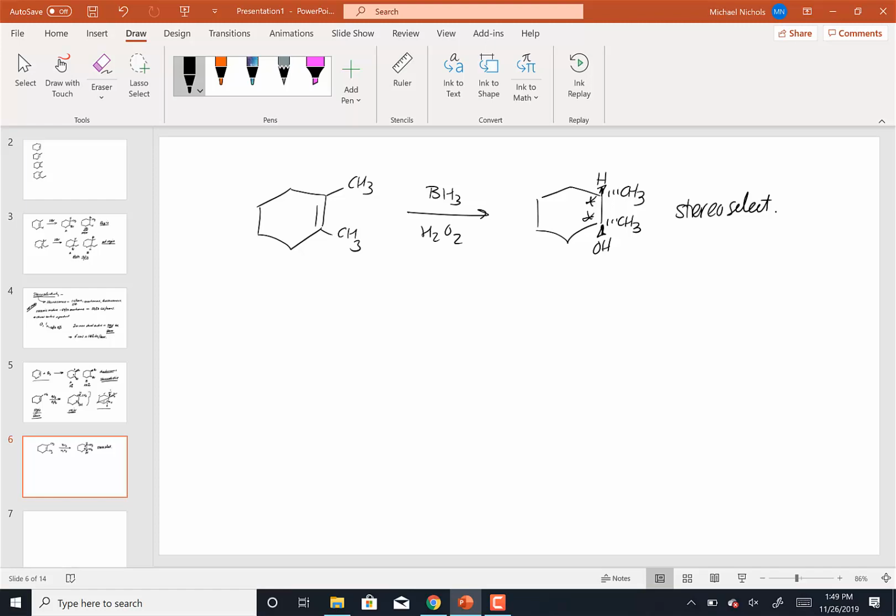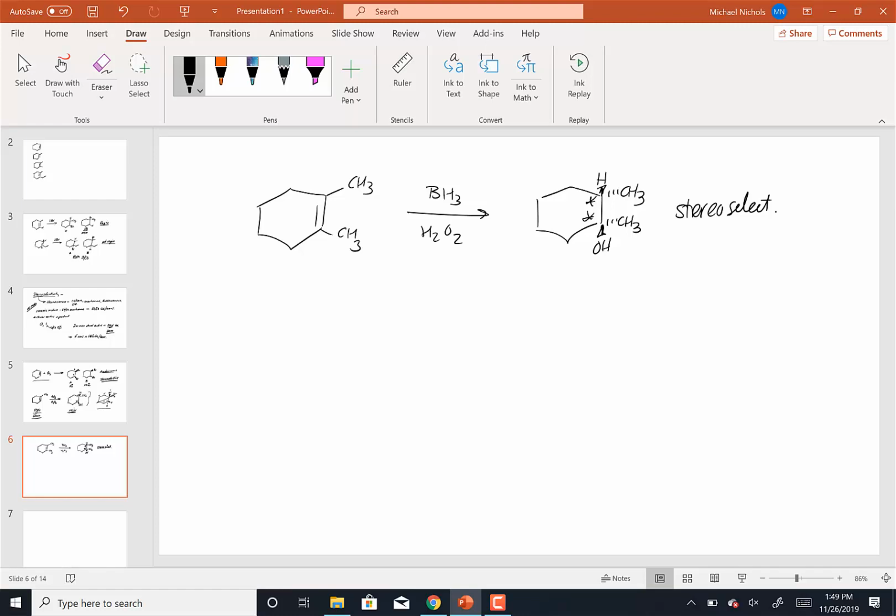But the real reason why this is stereoselective is because if I would have added the H and the OH trans, I would have produced the diastereomer of this molecule, and the reaction selected one diastereomer over another, yes, 100 to 0, and that would make it stereoselective.